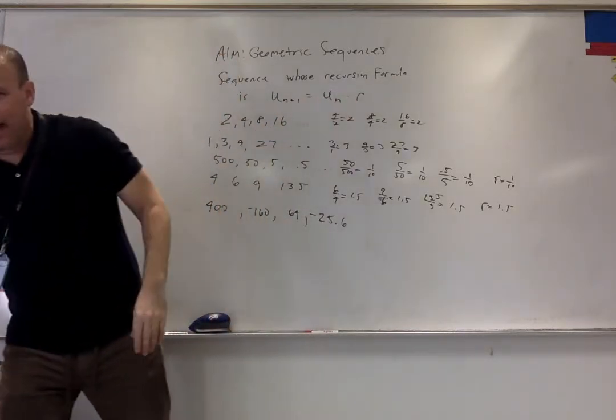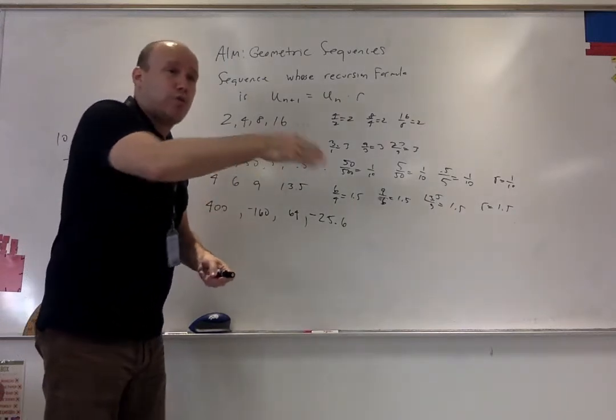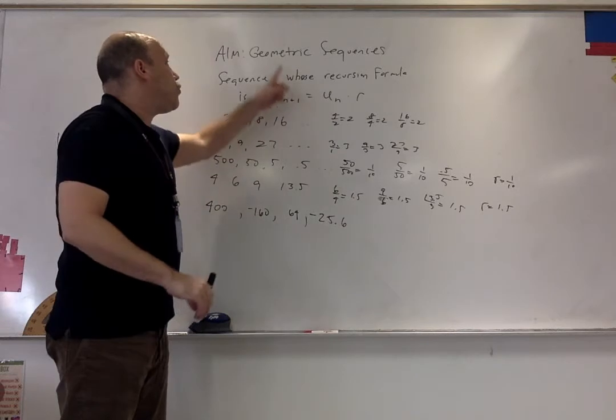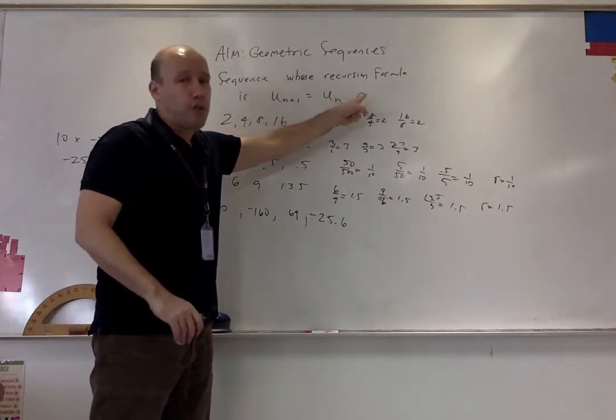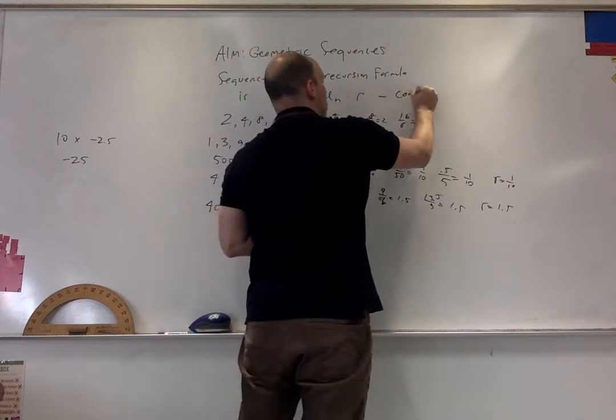And the idea is we've gone over this, with arithmetic you add or subtract to get to the next term. With geometric, you're multiplying or dividing to get to the next term. And this is known as the common ratio.